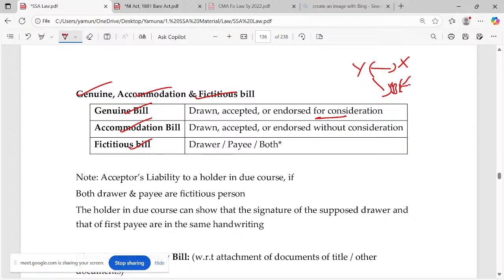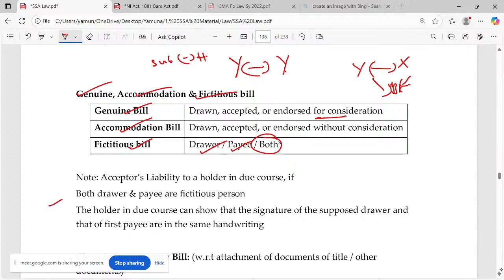Fictitious bill. There will be a person called the drawer and a person called the payee, and both will be the same person. Drawer is myself, Y. Payee is also myself, Y. Can it be the same person? The law doesn't say person as an individual; a person may be a company also. A subsidiary company and holding company may exchange bills among themselves. That should not be done, it is wrong. Fictitious bill.